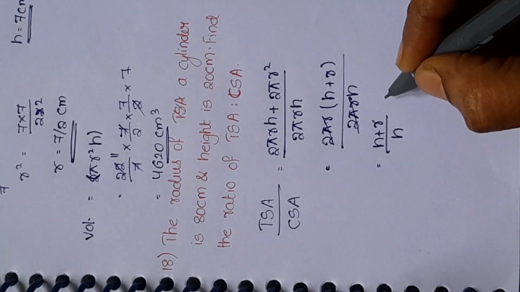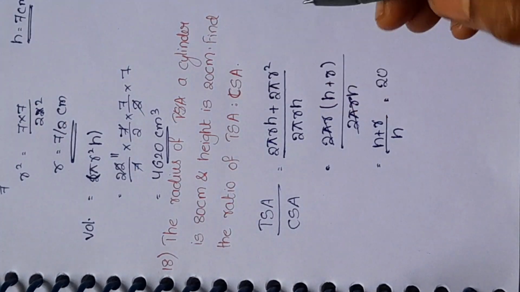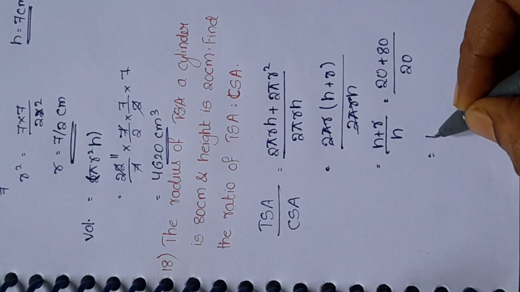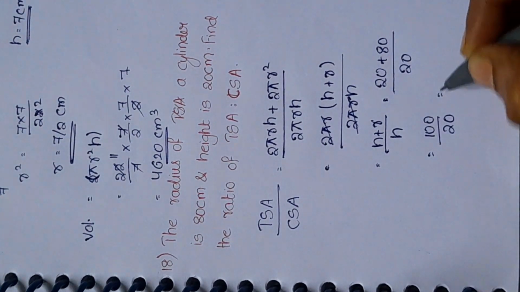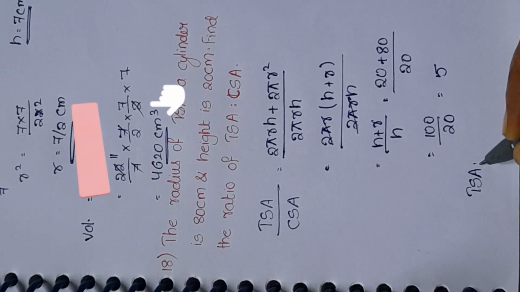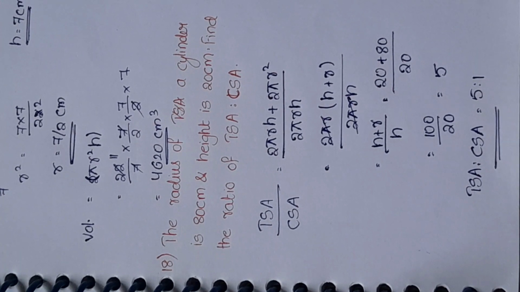Now substituting the values of h and r. H is given as 20 and r is 80. So 100 by 20, which is equal to 5. So the ratio of total surface area to curved surface area is 5:1.